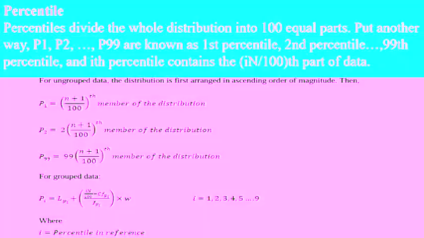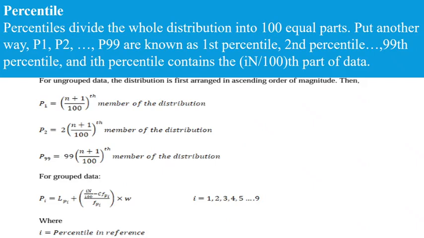Percentiles divide the whole distribution into 100 equal parts. Put another way, P1, P2 up to P100 are known as the first percentile, second percentile, up to the 99th percentile, and the highest percentile contains the n/100 part of the data. For ungrouped data, the distribution is first arranged in ascending order of magnitude, as presented here.